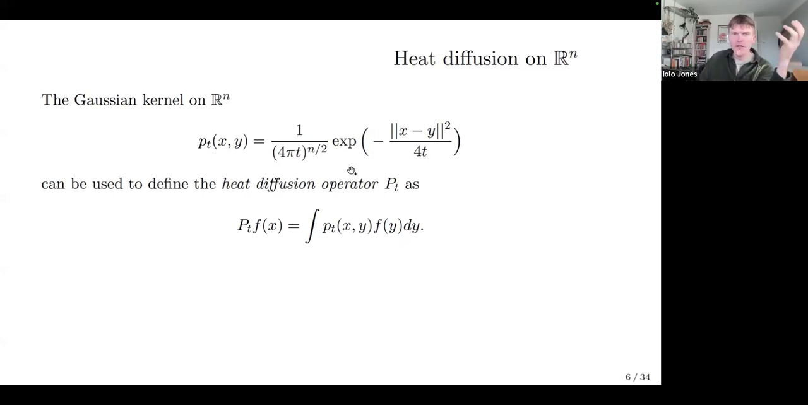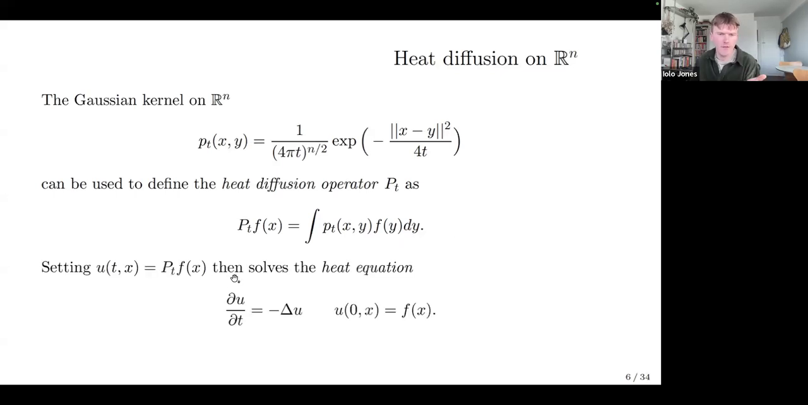And crucially, we can use this to define a heat diffusion operator, capital P_t here, via convolution with the kernel, and that basically represents, if f, your function, is a distribution of heat at time 0, how that distribution of heat would evolve in time if it were to flow forwards.